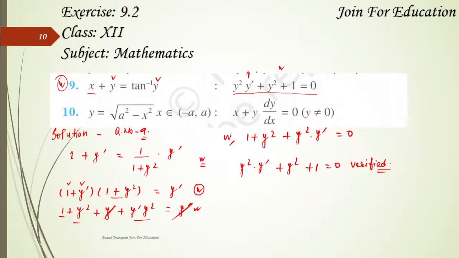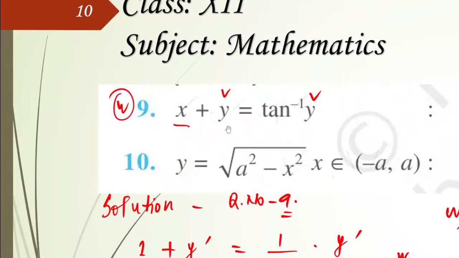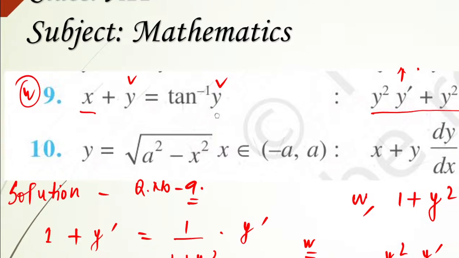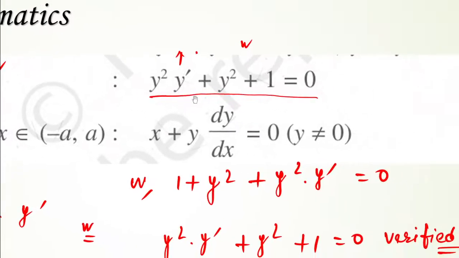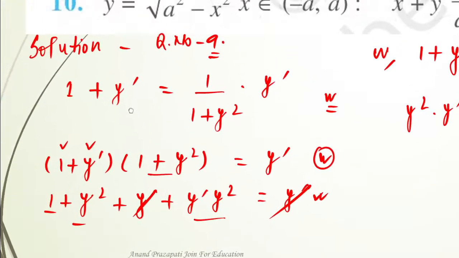Once again I am going to detail this solution. I have this question: x plus y equal to tan inverse y, therefore we are asked to verify that y square into y dash plus y square plus 1 equal to 0. So let's see the solution. This is question number 9.